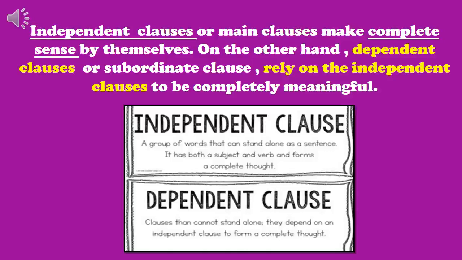So, as the name suggests, an independent clause is independent. It can be alone. A dependent clause is dependent. It relies on an independent clause. So it cannot be standing alone. It cannot be written alone. It cannot have complete meaning on its own.